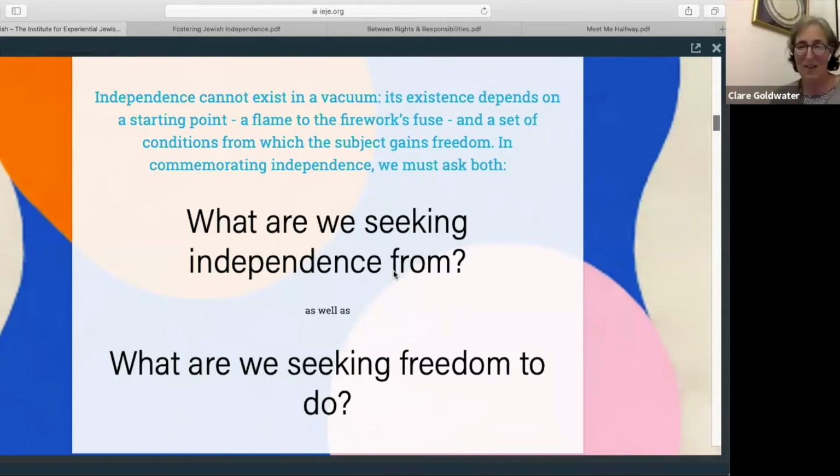Independence cannot exist in a vacuum. Its existence depends on a starting point, a flame up to the fireworks fuse, and then a set of conditions from which the subject gains freedom. In commemorating independence, we must ask both, what are we seeking independence from, as well as what are we seeking freedom to do? Great.